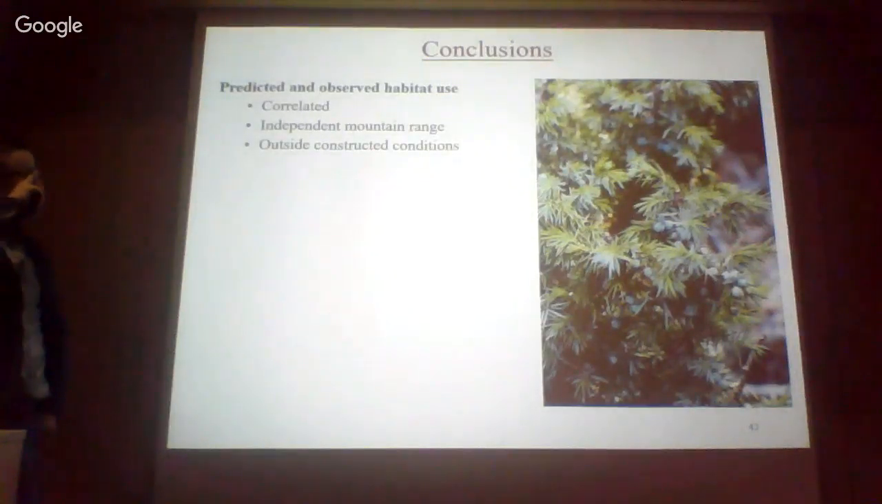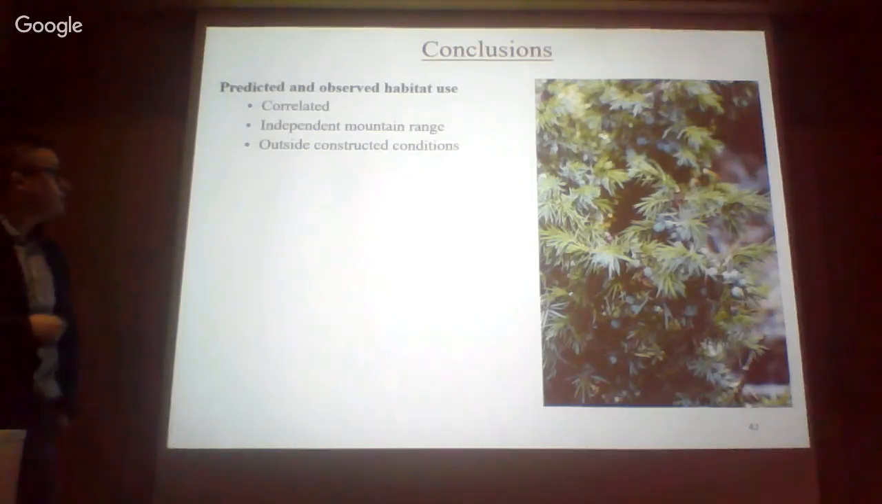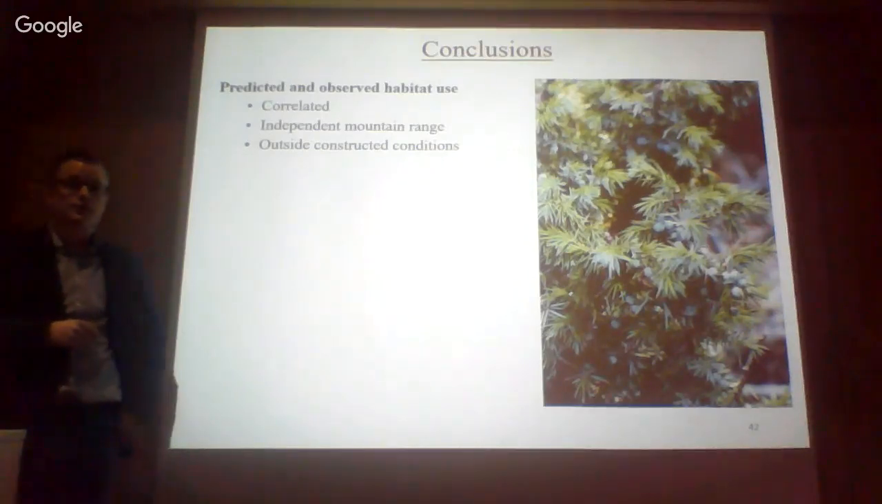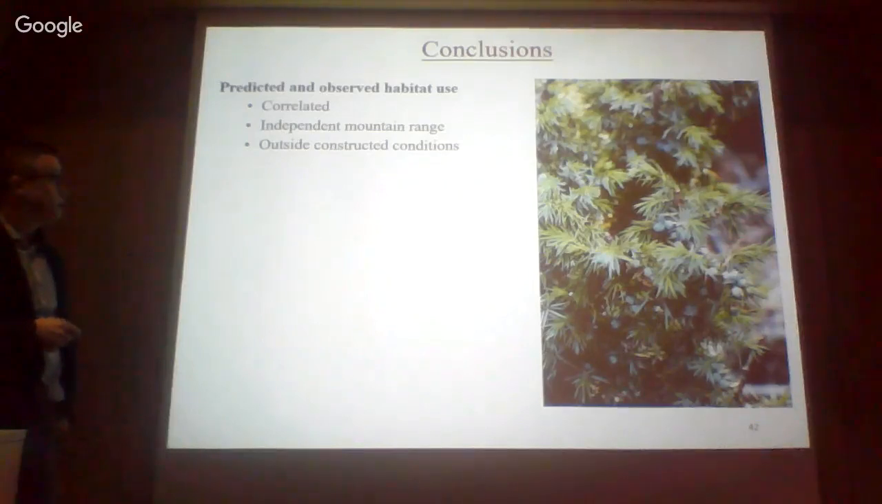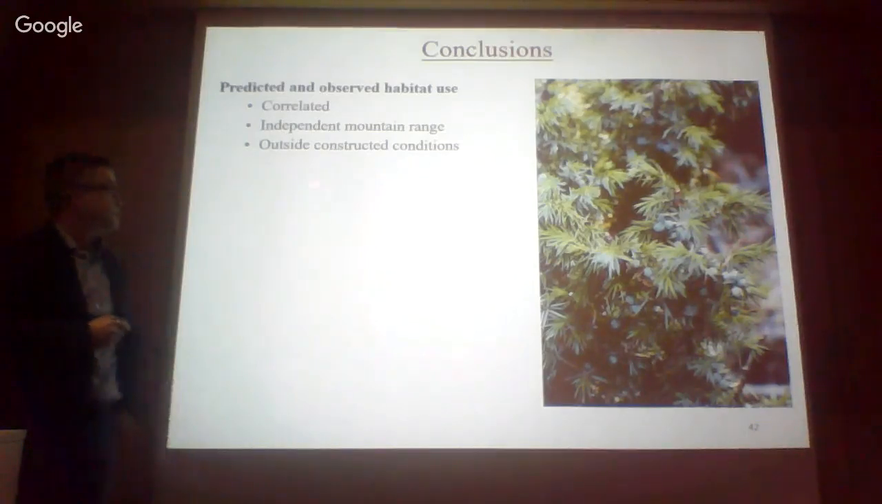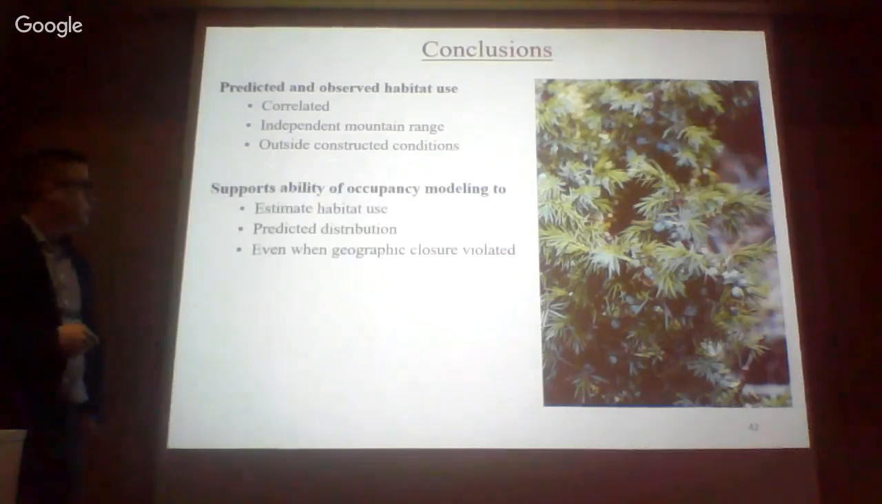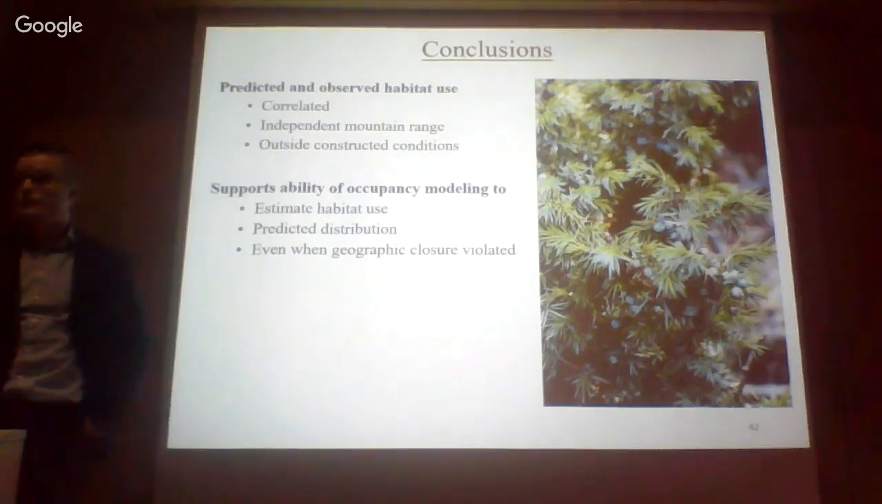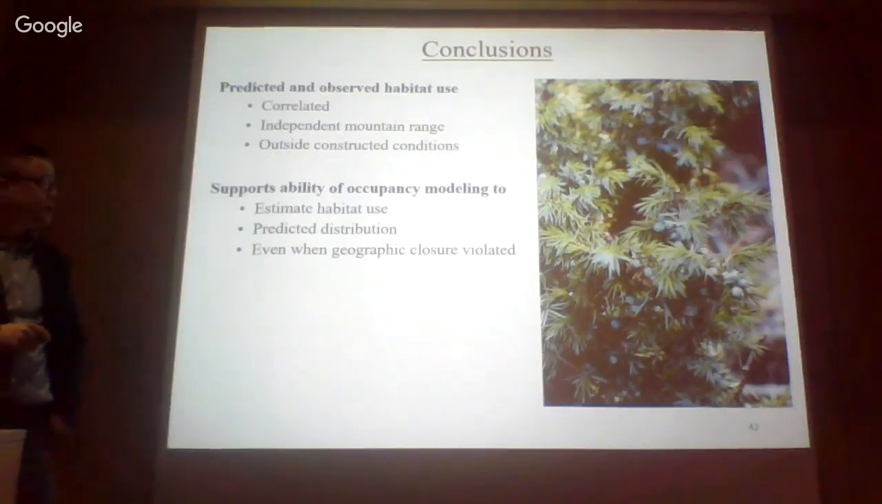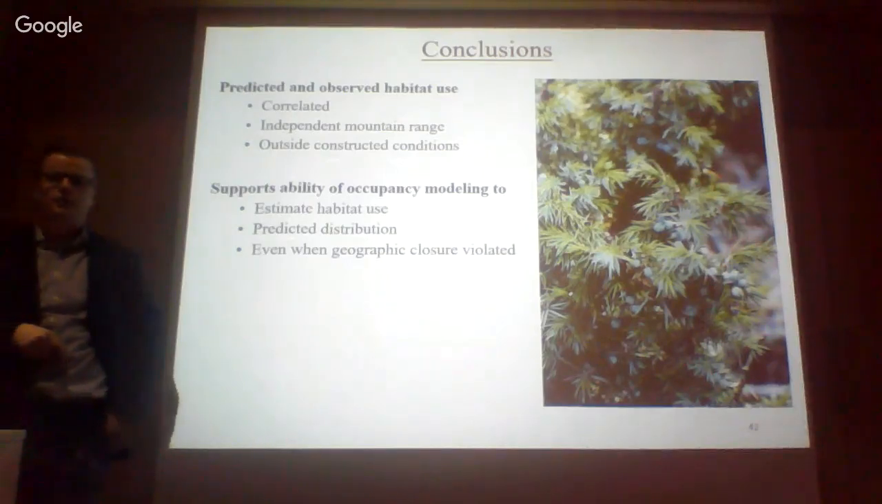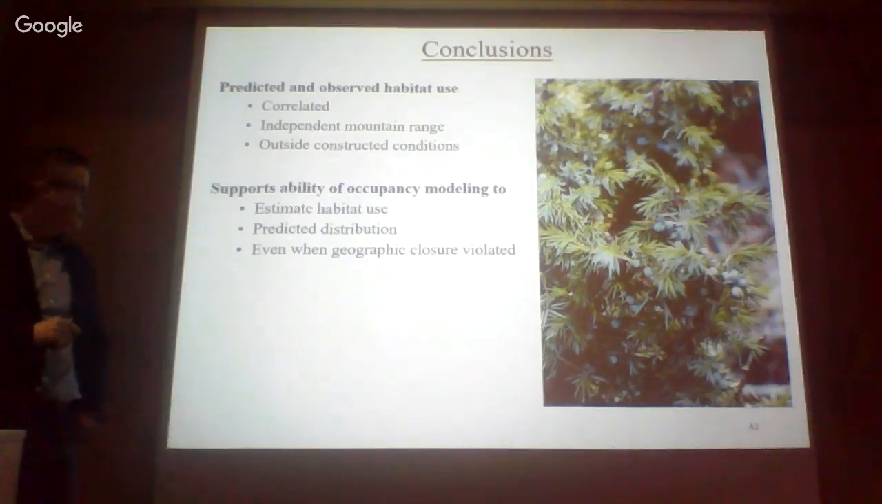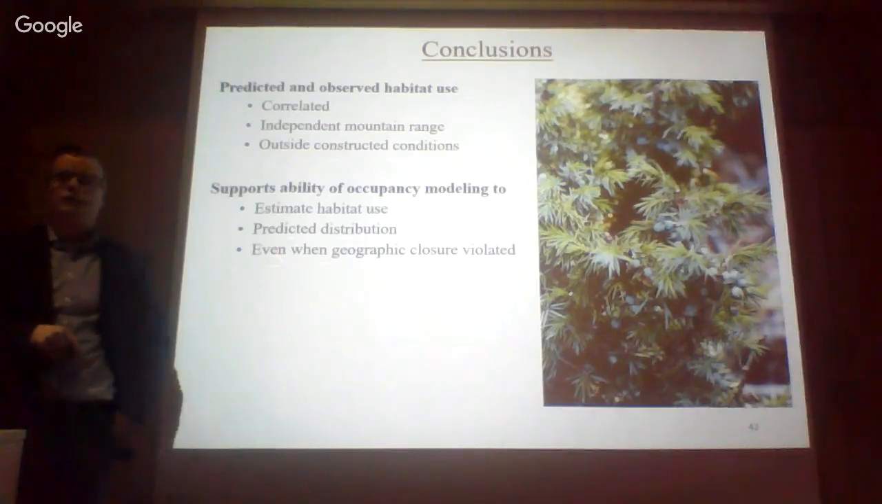So within this chapter, we show that predicted and observed habitat use were correlated, both within an independent mountain range as well as in an area that's outside the conditions that constructed that model. And this supports the ability, or shows the efficacy, of using occupancy models to estimate habitat use and predict the distribution of highly mobile species, even when they're violating that geographic closure assumption.